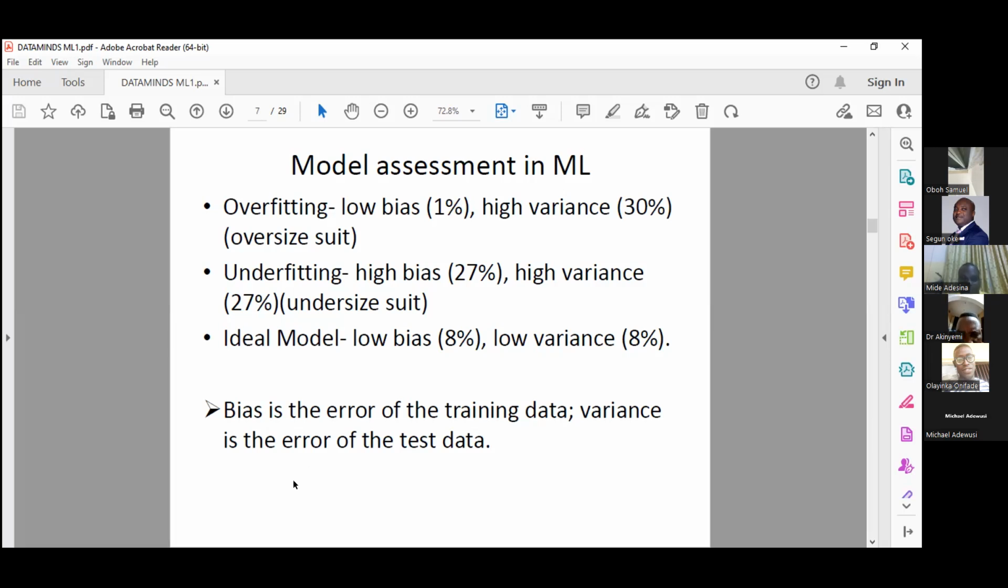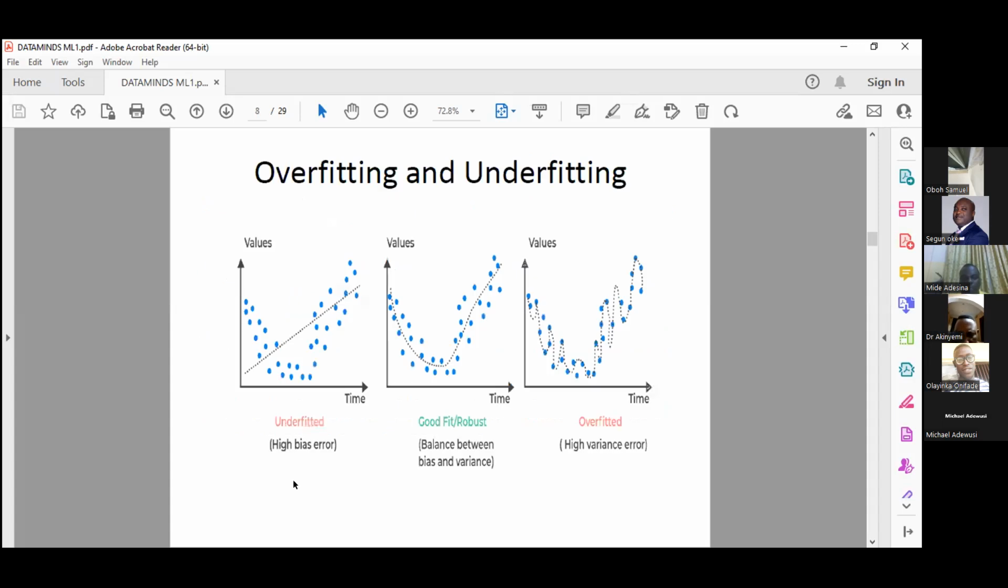Now, underfitting. Underfitting is the case where you have high bias, high variance, and I use an undersized suit. In the high bias, high variance case, we can say high training error and high testing error. Now, what's the ideal model like? The ideal model has low bias, low variance, that is low training error, low testing error, as provided there.